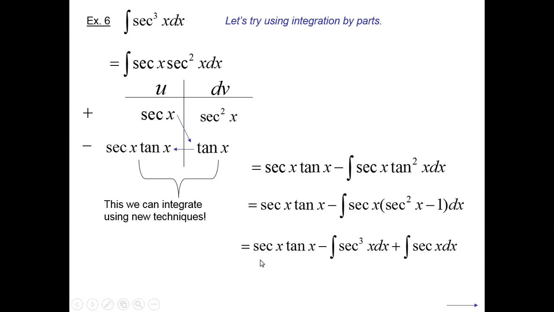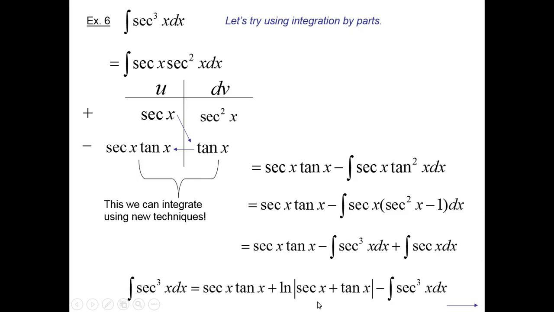I'm going to distribute the secant x and break that into two separate integrals. Now, think about what we have here. We have secant x tan x, that's taken care of. The integral of secant cubed x, I don't know, but I do know the integral of secant x. That's a formula we learned last year. That was the natural log of secant x plus tan x. That's one you're going to see quite a bit in this unit, so make sure you have that one memorized. And then I still have the integral of secant cubed x over here. Think about last year when we talked about integration by parts problems that were cyclic. The left side of this is the integral of secant cubed x. The right side of this is the integral of secant cubed x. So what can I do with that integral secant cubed x on the right side?